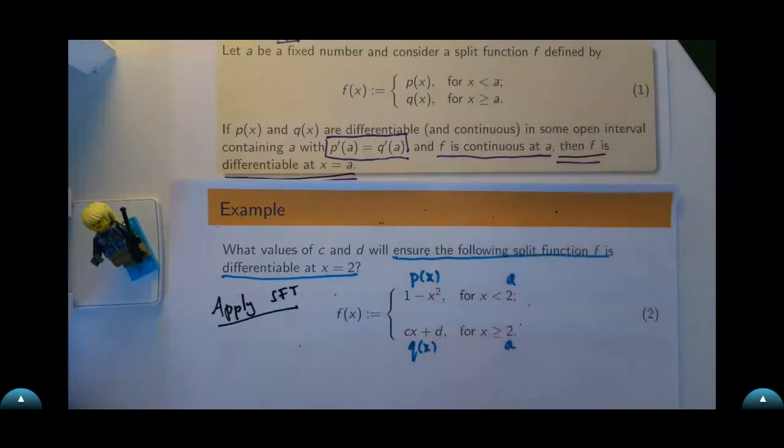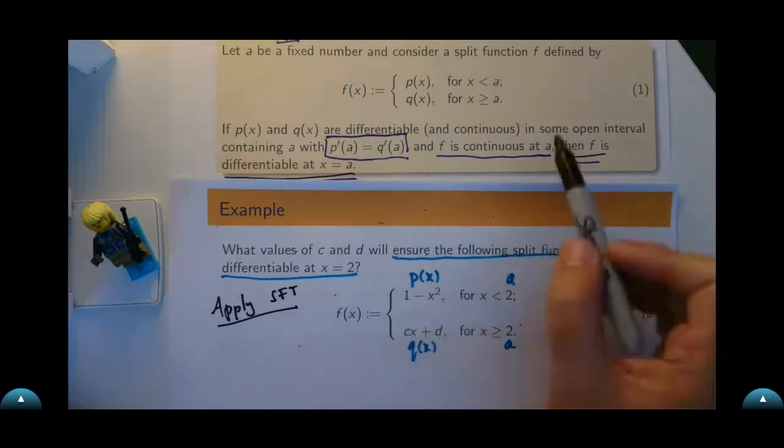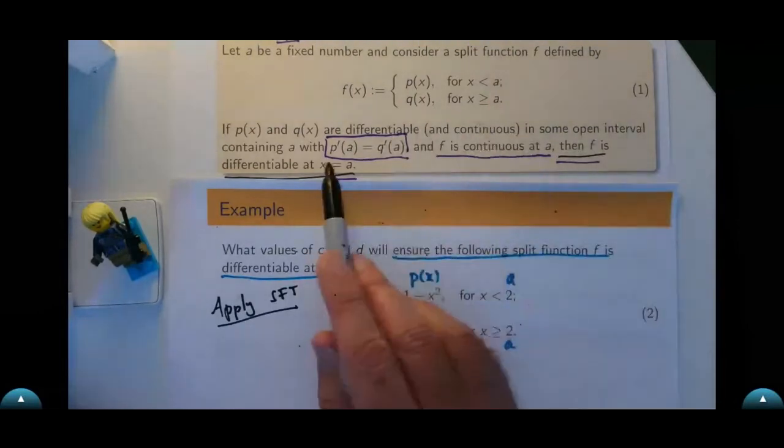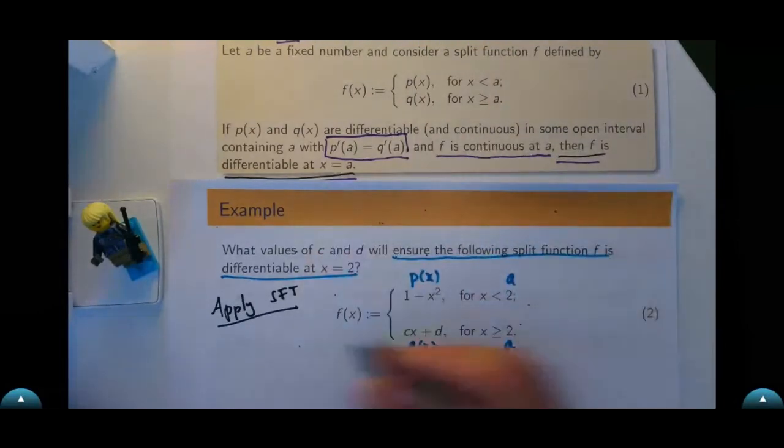All right, so this is a polynomial, this is a polynomial. So both of the parts are differentiable and continuous.